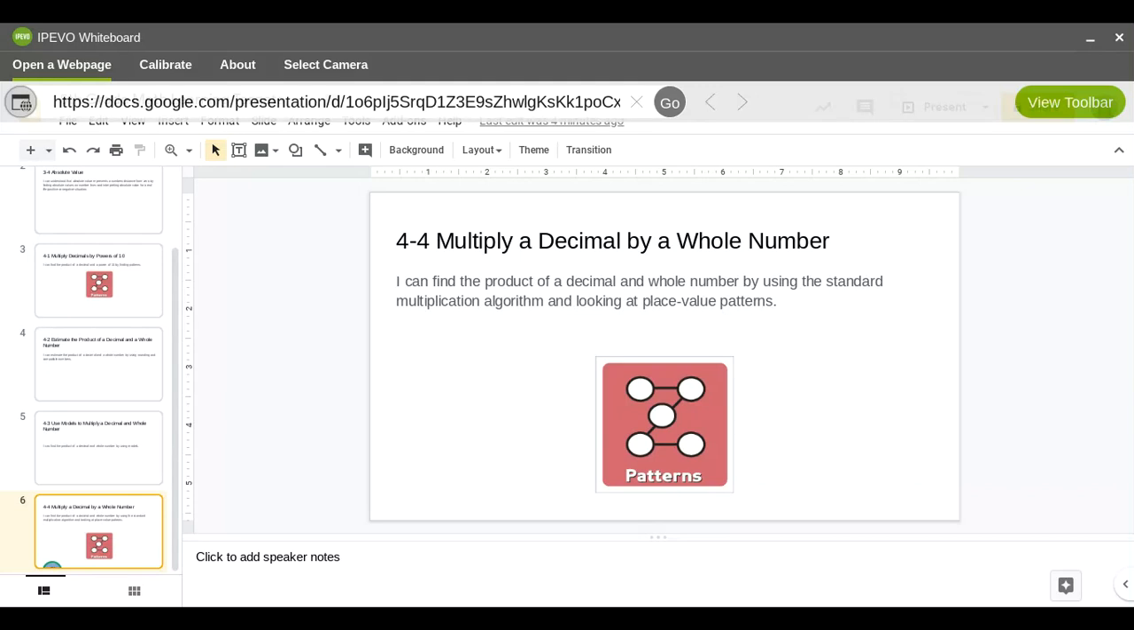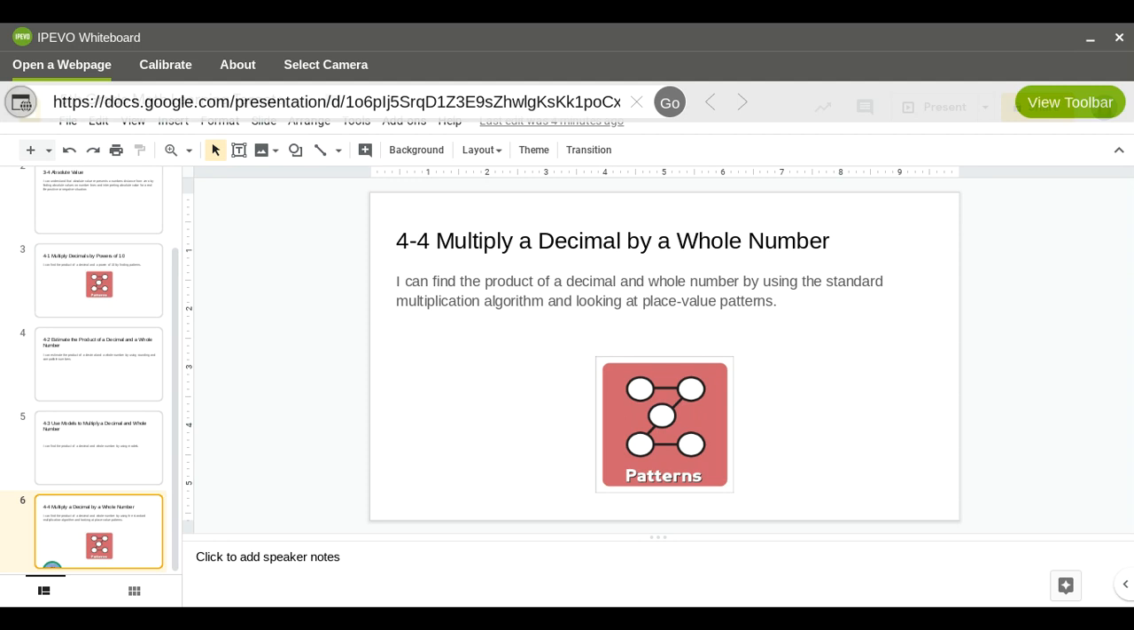So we are going to continue our focus with multiplying decimals and whole numbers, and then we're getting ready to move into multiplying decimals by decimals. So today we're actually going to take a look at how we multiply a decimal by a whole number. And you'll notice that the icon that we're working with today is patterns. So we're going to go back to those place value patterns to help us find our final solution.